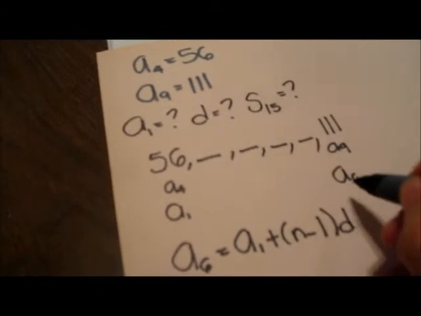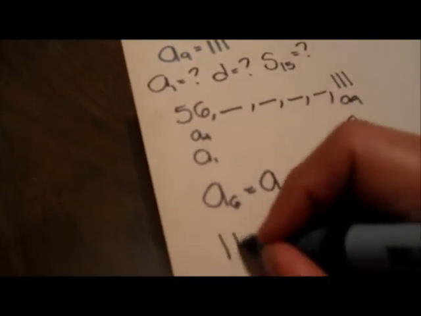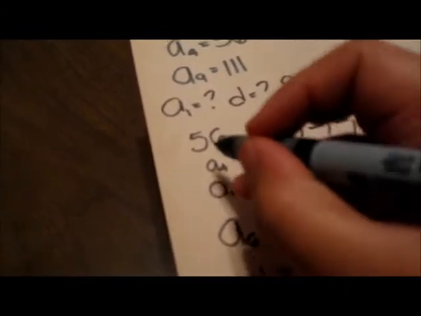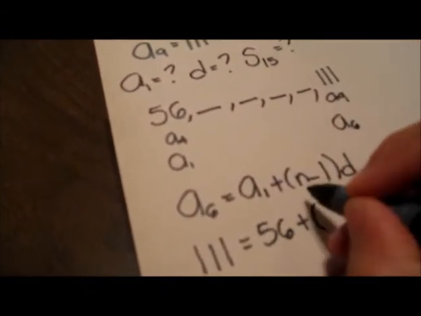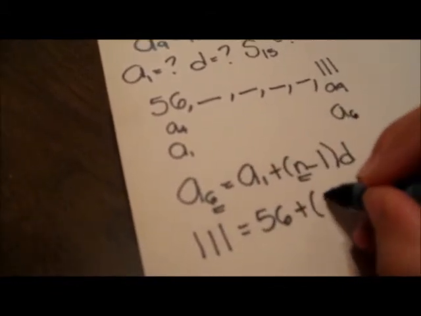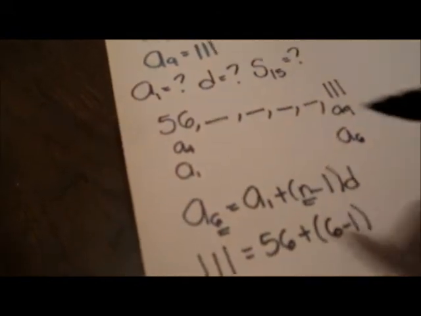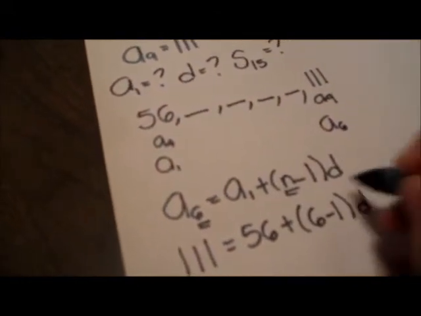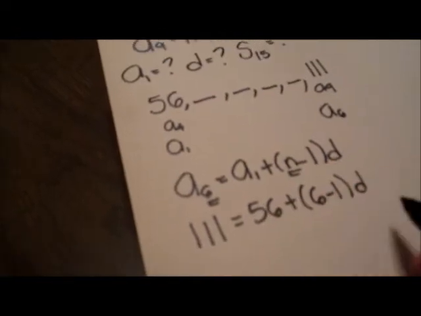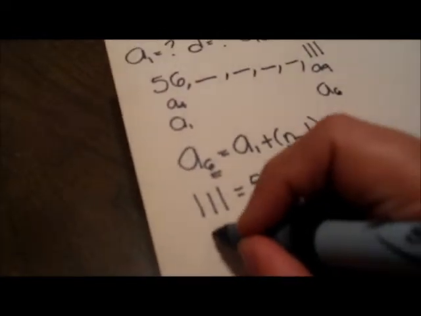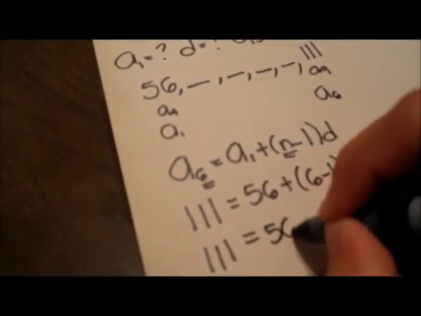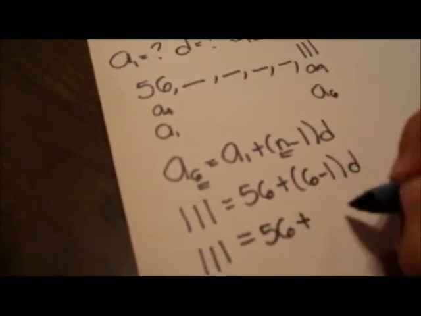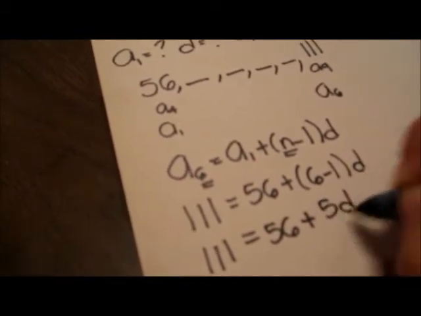We have that a6 equals 111, a1 equals 56 plus n. Again, n equals this little number here. So it's 6 minus 1 times d, but we don't know d. That's why we need to solve for d. How do we answer this? Follow PEMDAS. It is 56 plus (6 minus 1), 5d. How do we solve it for d?